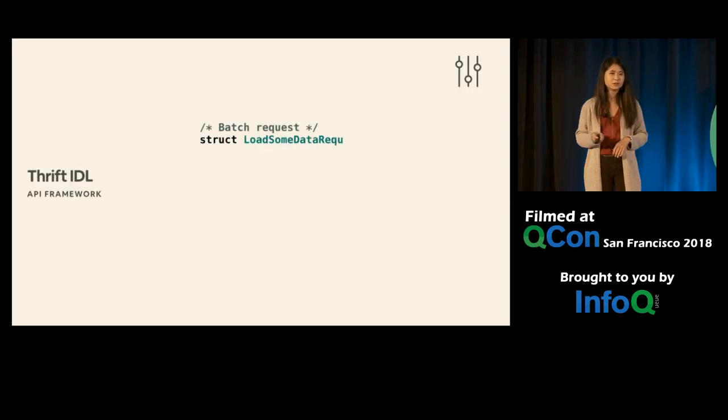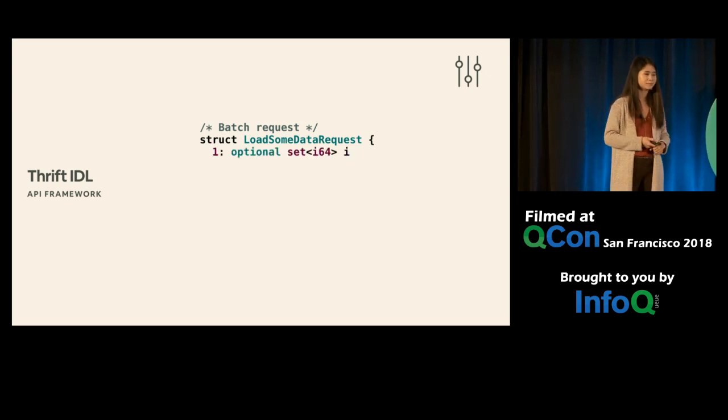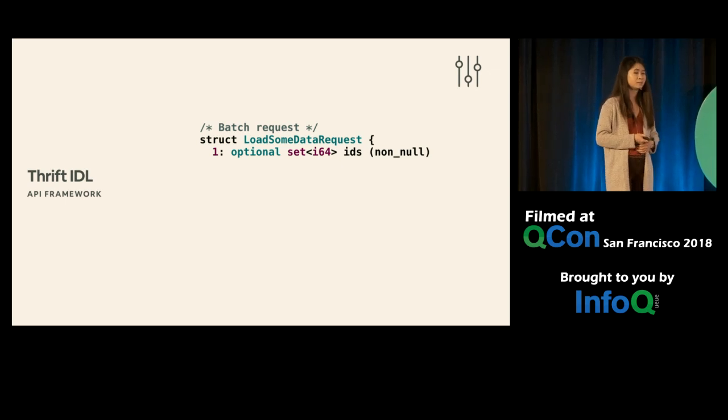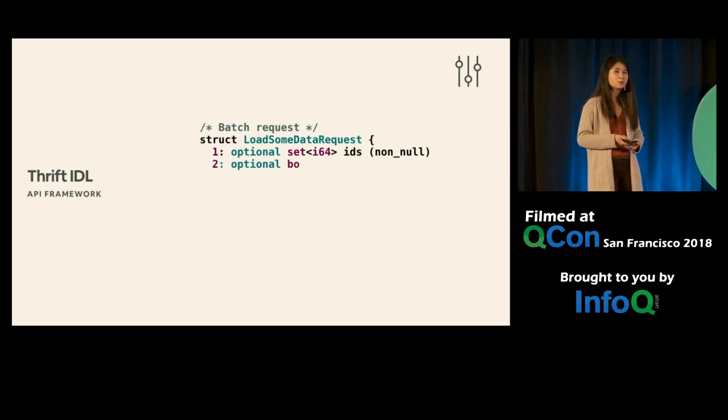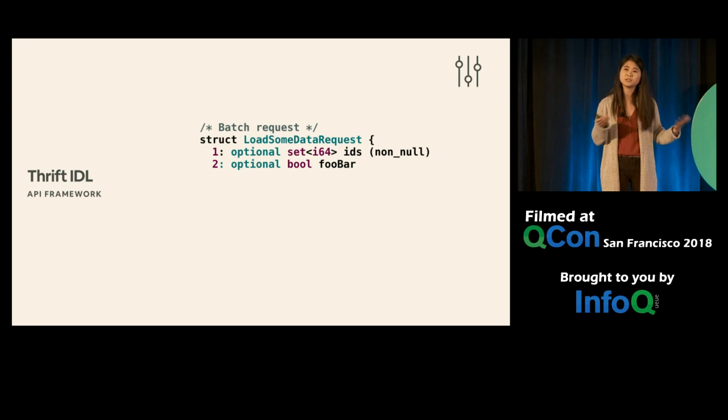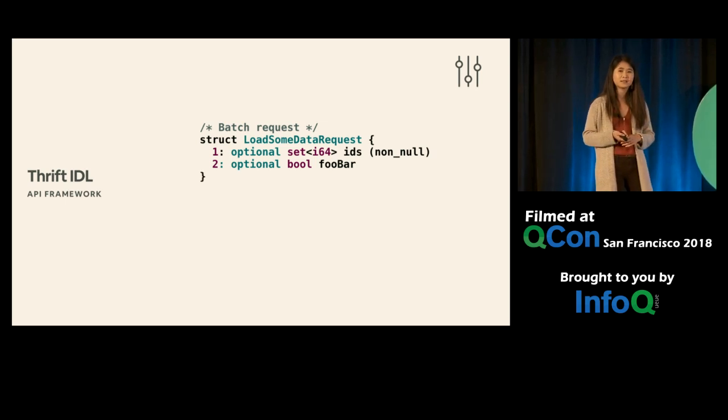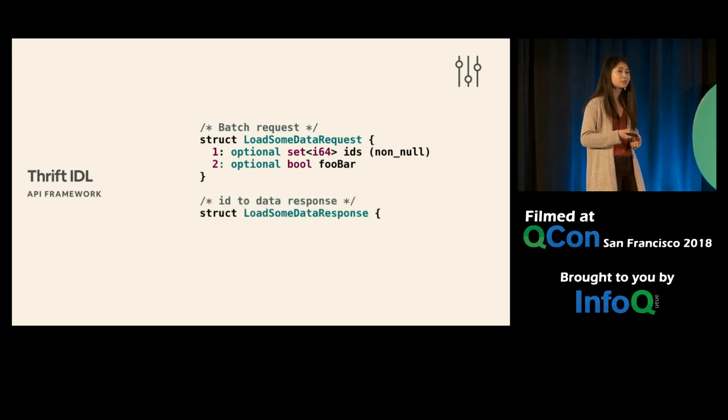Here's an example of what our thrift looks like. We might have some request represented as a thrift struct. It takes in some strongly typed data, which was important for us due to the Ruby and Java inconsistencies. We can specify that a field is required or optional. And a response is similarly defined as a thrift struct.